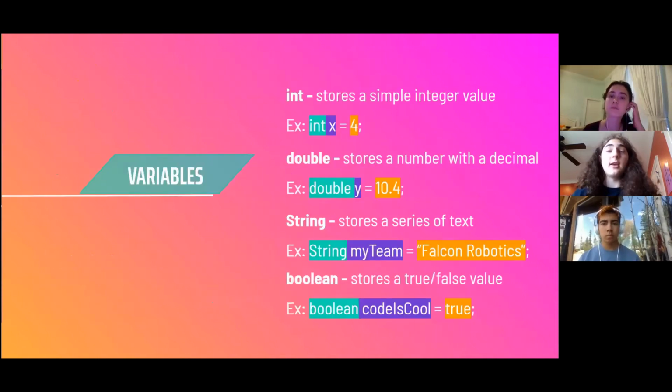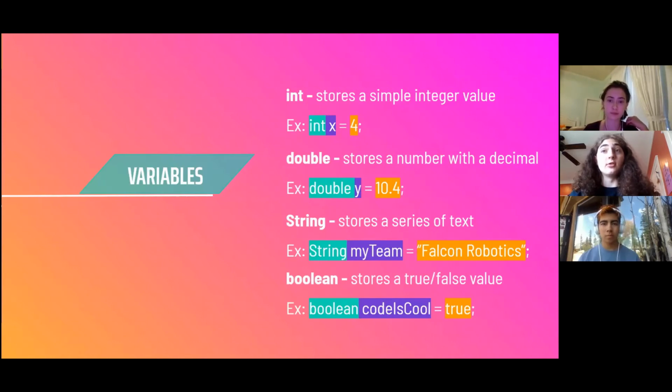The first type is integers. It's int. An integer is just a number that is not a fraction or a decimal. So, integer x equals 4. This would be good for something like the number of apples before. You want to have a definitive number. You don't want to have 4.6 apples. You want to have a certain number.